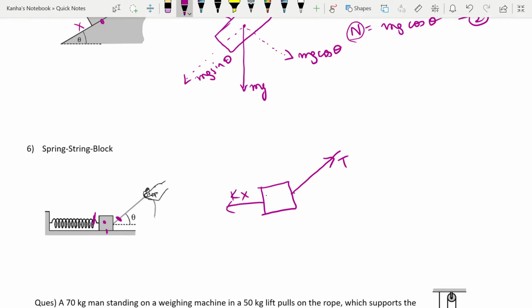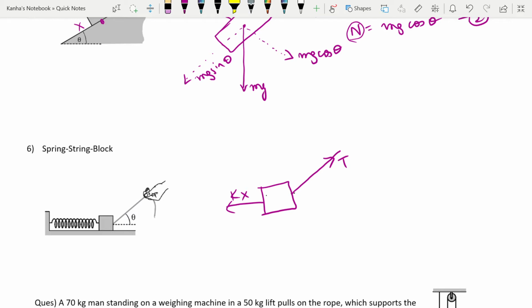Note the direction of kx will depend on whether you are pushing the ball in or pulling it apart. When you're trying to pull it apart, the spring will exert a force on the left side. If you're trying to bring it in, then the force will be in the right direction, because F is equal to negative of kx, so it's the negative of the sign of displacement of your body.